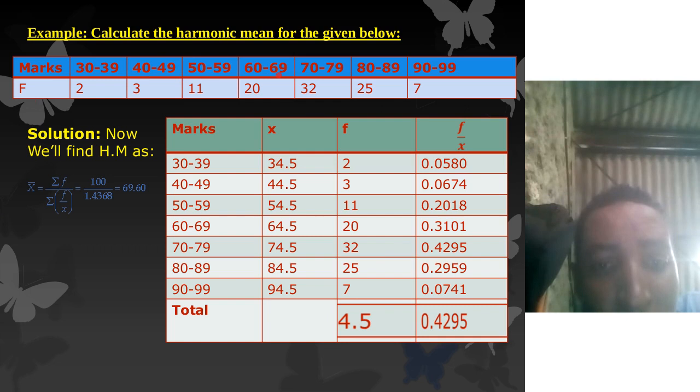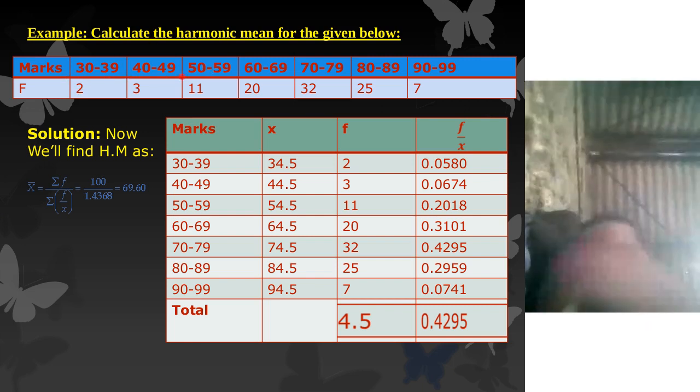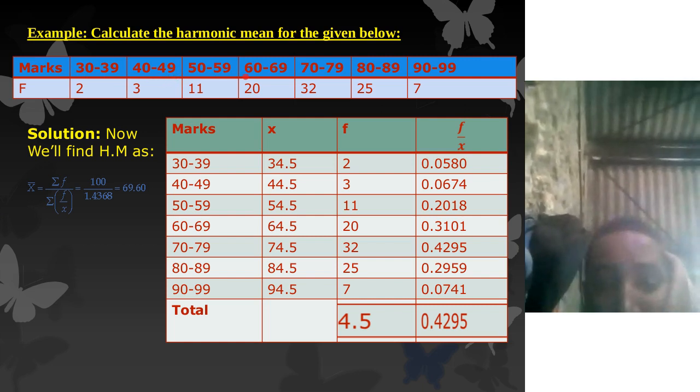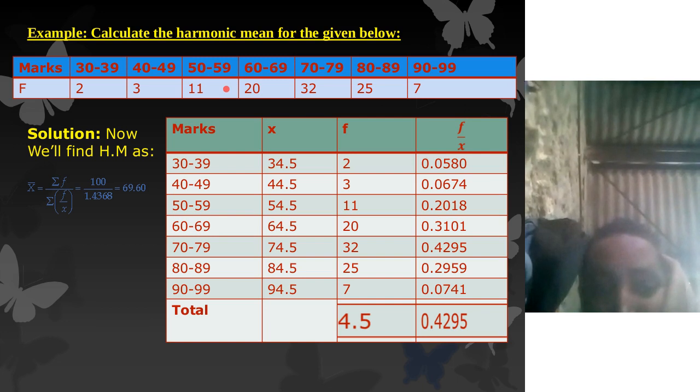So the first thing, in cases where you are given this kind of data, you realize that the data is not continuous. The data is 30 to 39, 40 to 49, 50 to 59. It is not continuous. 49 to 50 is not continuous. 59 to 60, it is not continuous. So when you are given such data, you do what we call rearrange.